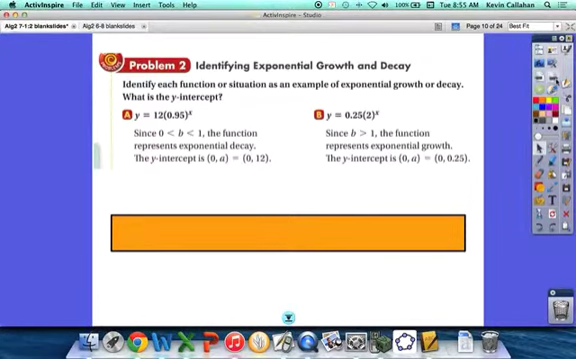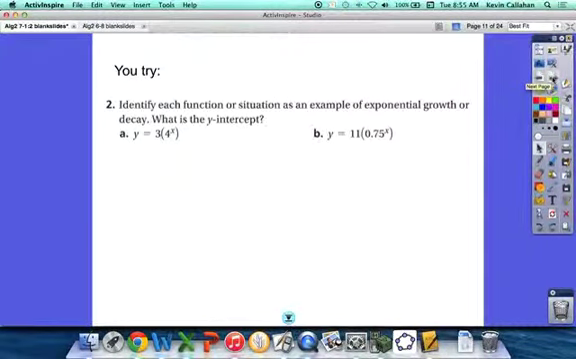So here's your first try. Right. Do the same thing for those two. State whether it's growth or decay and what is the y-intercept.